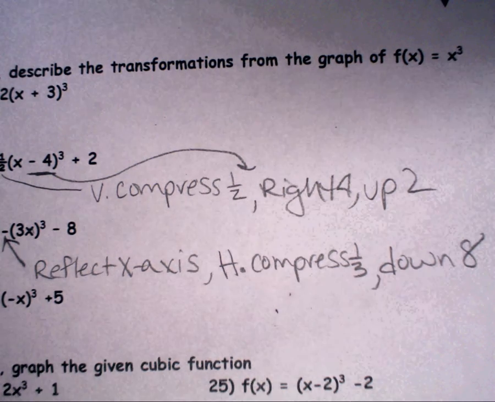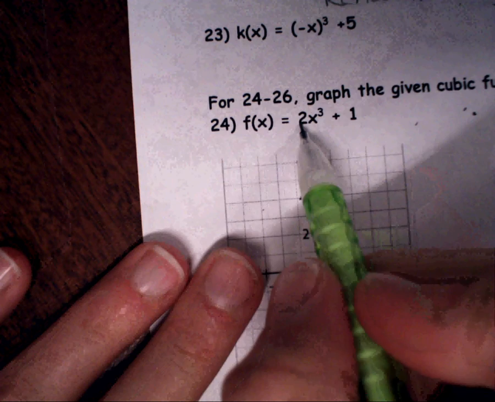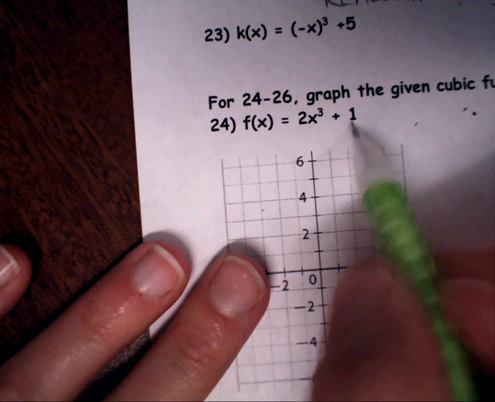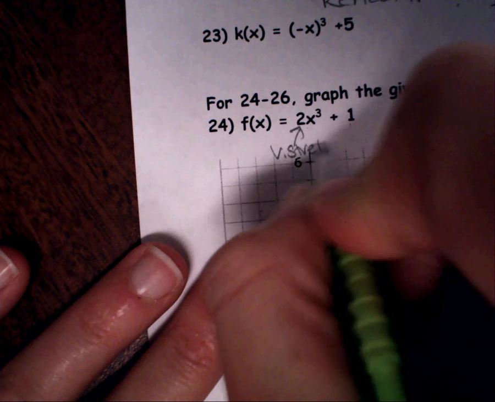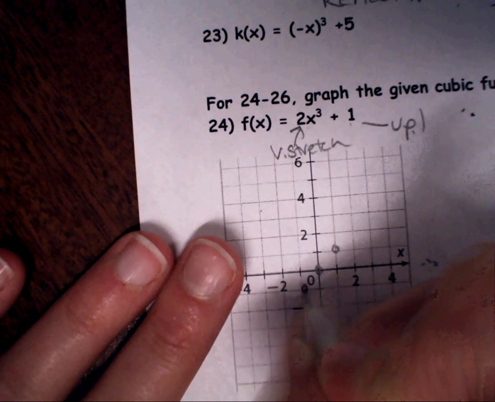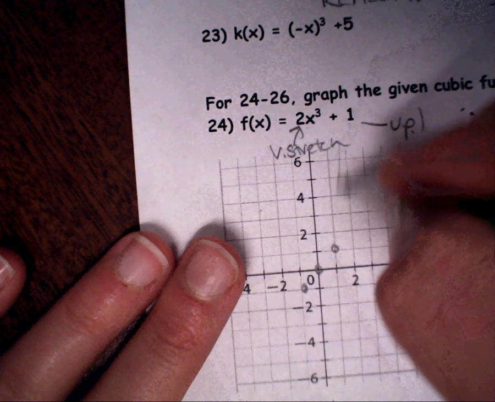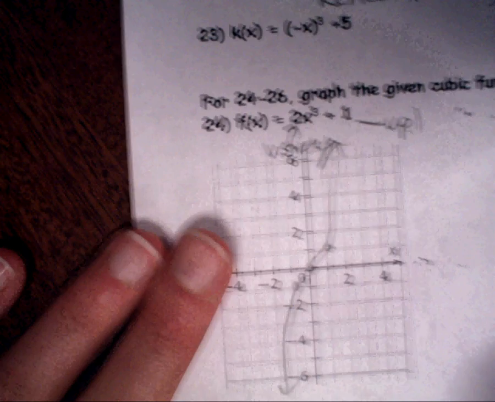Alright, so let's do number 24. So number 24 has a vertical stretch of 2, and it's up 1. So here's our parent. These are the 3 points on our parent. Okay, this is graphing my parent. You don't have to graph your parent. It's just good practice.